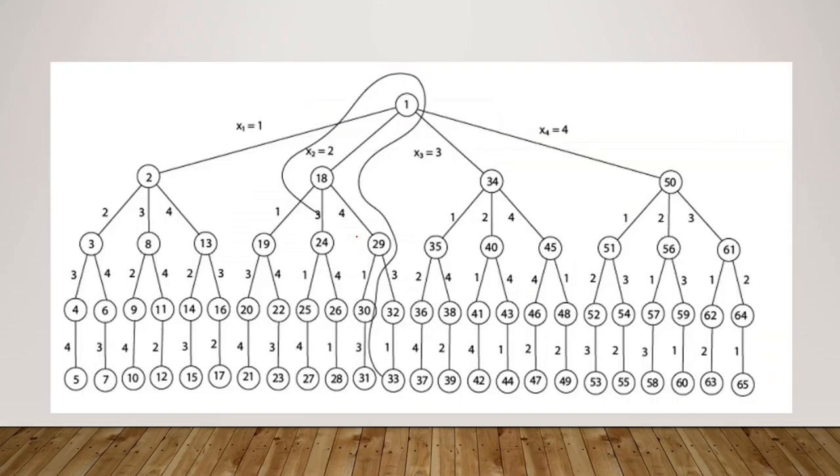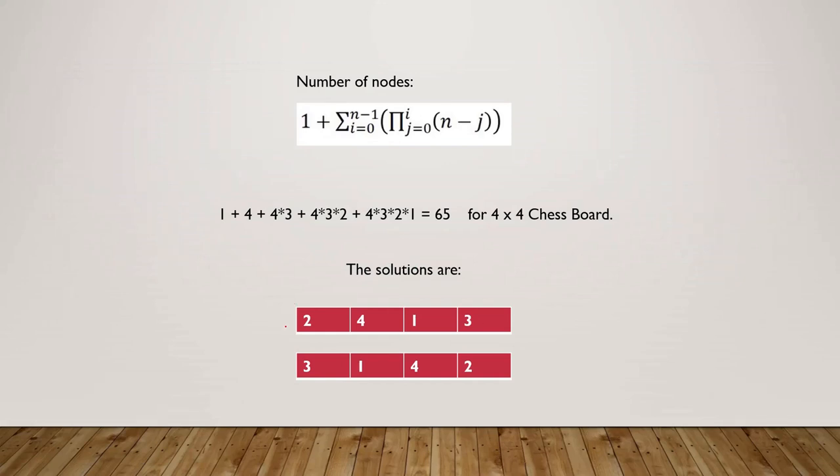So in this tree, there are two solutions which I have mentioned here: 2, 4, 1, 3 and 3, 1, 4, 2. And this is a more efficient way of using backtracking.